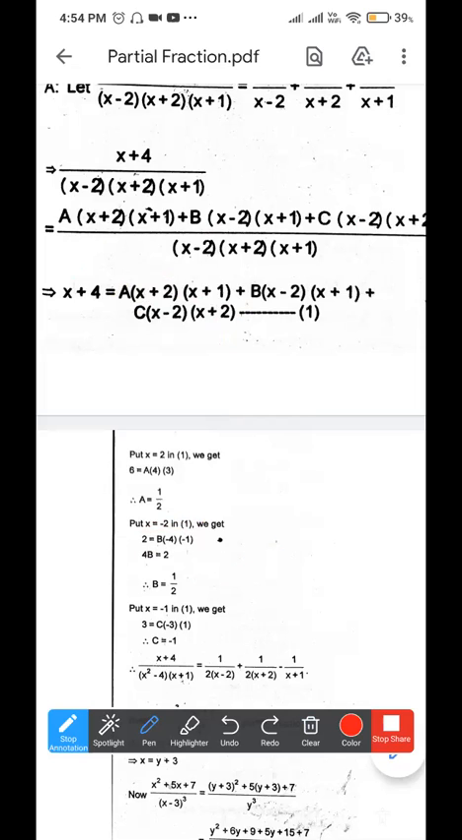Then we are substituting x = -1. So -1 + 4 is 3. If you substitute -1 over here, this whole part will become 0, and here this will become 0 as well. We will be left only with C into (x - 2)(x + 2). So finally C is equal to -1.